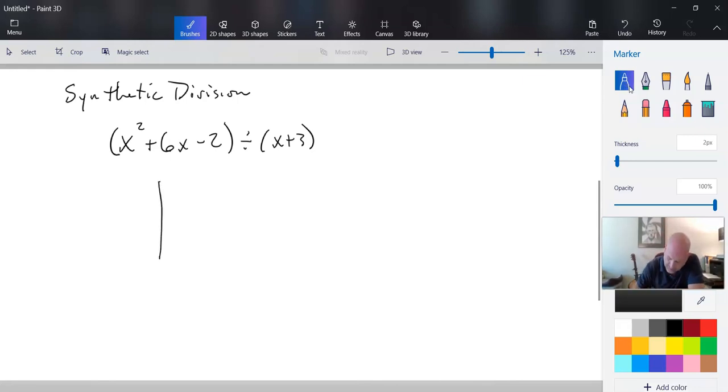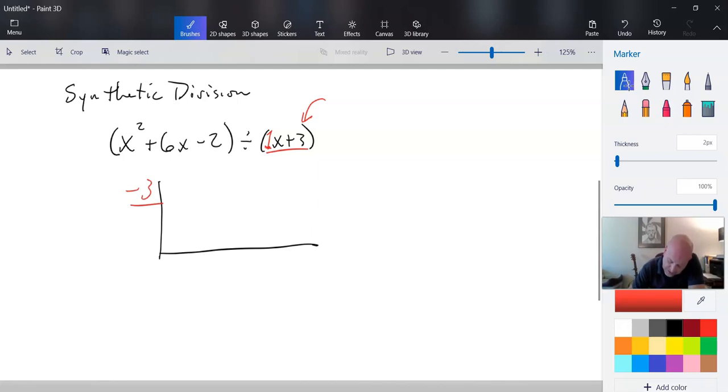So you start by making yourself a little box like this. Now, you look at what you're dividing by. Now, there's certain things that have to be in place. One, this has to be a 1 in front of the x for this to work. If it's any other number, you have to do some things to make it a 1. And as long as this is a 1, then this is the number you're interested in, and you take its opposite. Because actually what you're putting there is whatever makes this term 0, and x would be -3 to make this a 0. So that means we're going to put a -3 out here.